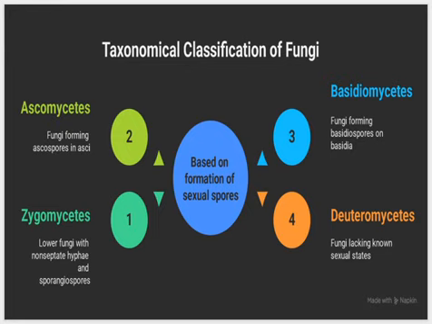Fungi are classified taxonomically based on how they produce sexual spores. Ascomycetes form spores inside sacs called asci. Basidiomycetes produce spores on club-shaped structures called basidia. Zygomycetes have non-segmented hyphae and form sporangiospores. Deuteromycetes lack a known sexual stage. This classification helps us understand their biology and relationships.